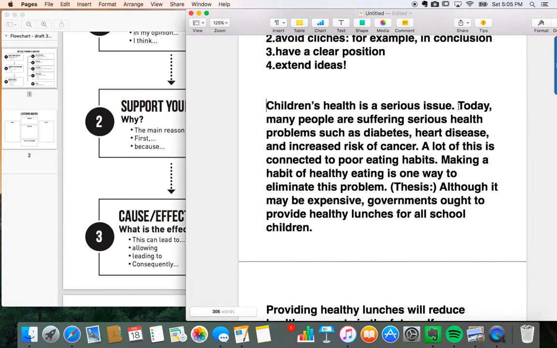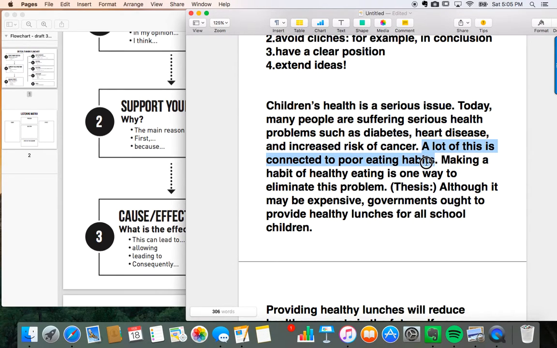You don't need to say anything like, in today's modern society. It's just wasting time. Don't write it. Today, many children are suffering serious health problems, such as diabetes, heart disease, and increased risk of cancer. Okay, so again, I said it's a serious issue. Why? To be honest, I could go further and say that this has a huge social and economic cost, but I'm not doing that because it's a short introduction.